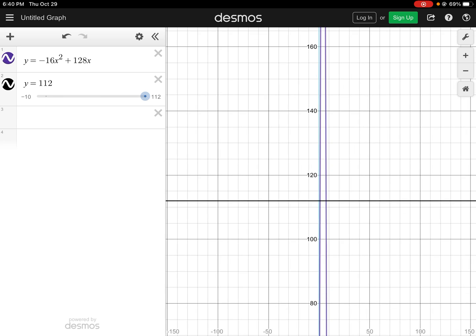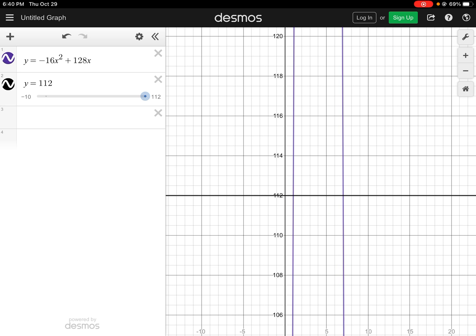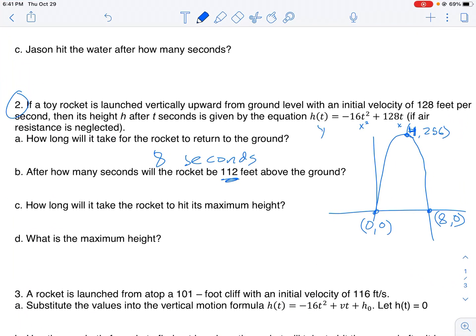If you want to figure out where it is, you can zoom in, and if you double click on those intersections, it'll highlight it for you. So we got one at 1 second, it's 112, and this other one is at 7 seconds, it's 112. And so those are the intersections. I'm going to draw this here, and I have a point at 1, 112, and then a point at 7, 112. So this rocket reaches that height at 1 second and at 7 seconds.